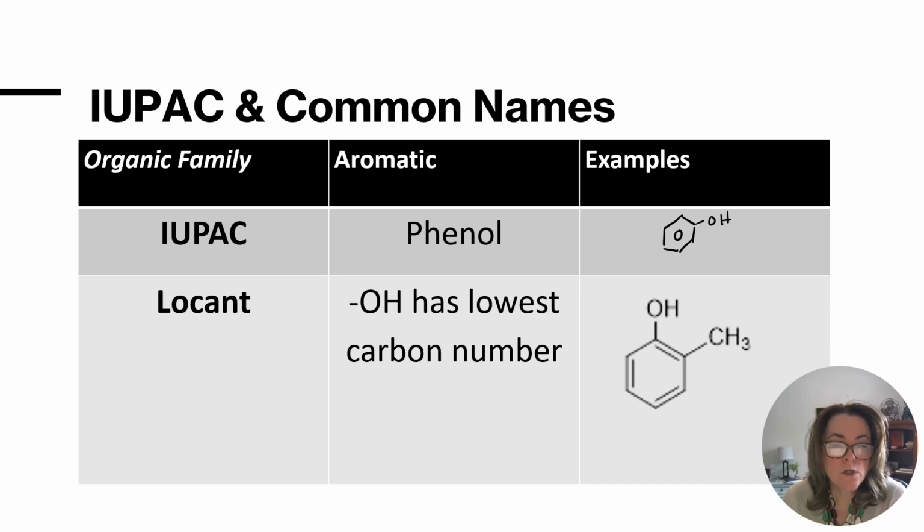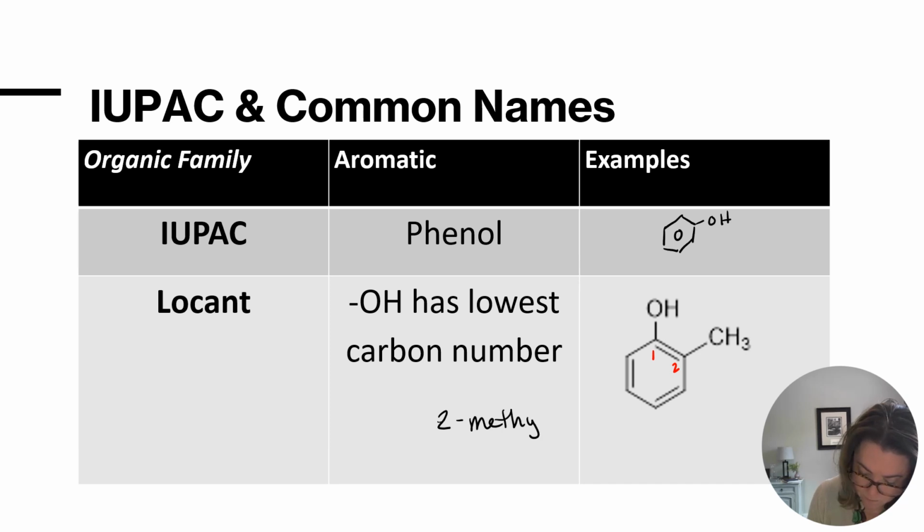Okay, so if I have other substituents on here, again, that OH group is going to have the lowest carbon number. So in this particular example, where I have a methyl group on here, that OH absolutely has to have the lowest locant value. I want that methyl group to have the lowest locant value possible. And so the name for this is going to be my phenol, and I have a methyl group on the second carbon. So this would be a 2-methylphenol.